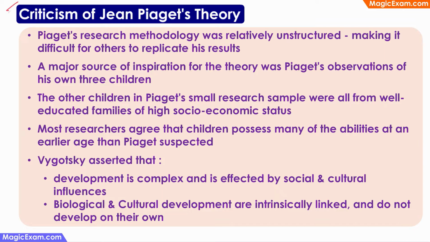Next, let us look at some criticism of Jean Piaget's theory of cognitive development. The first was about his research methodology, because it was relatively unstructured, which means that other researchers who were trying to replicate Piaget's experiments or validate his results could not do so. So Piaget's experimental results themselves were questioned. And this theory of cognitive development was based on his observations of his own 3 children. If he was observing his own children, then there is a possibility of bias.